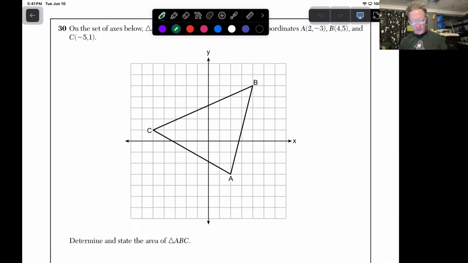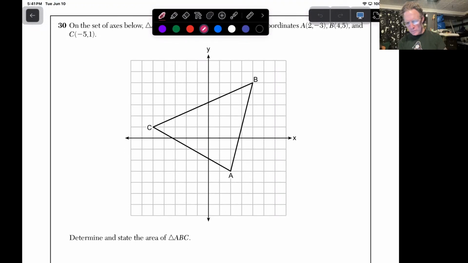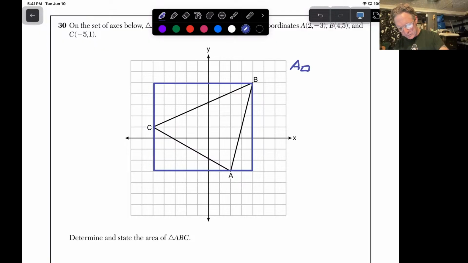Find the area of triangle ABC. So what I always do is go ahead and sketch a rectangle around the figure. Figure out the area of the entire rectangle. So the area of the rectangle is, well, what is this?